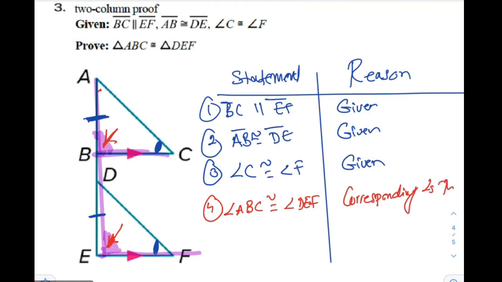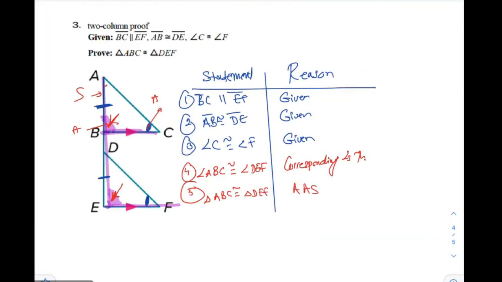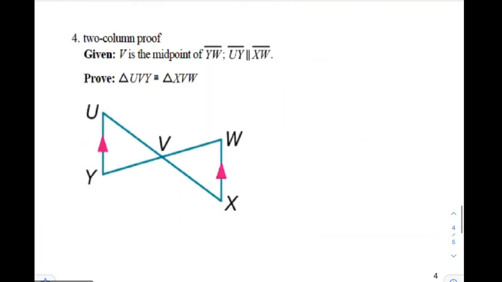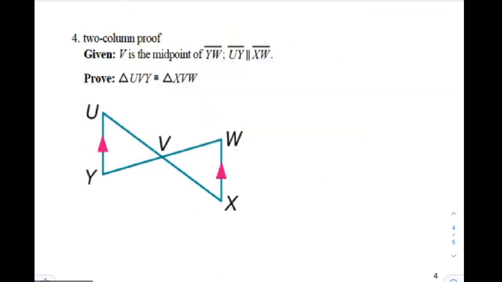And that means now what do we have? We have angle, then side corresponding to each other. So that means triangle ABC is congruent to triangle DEF by angle, side. It's a very nice proof. And let's see the last example in the proving.